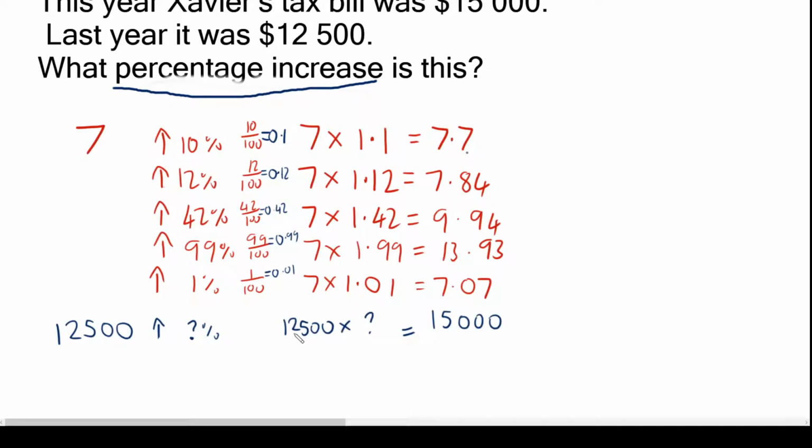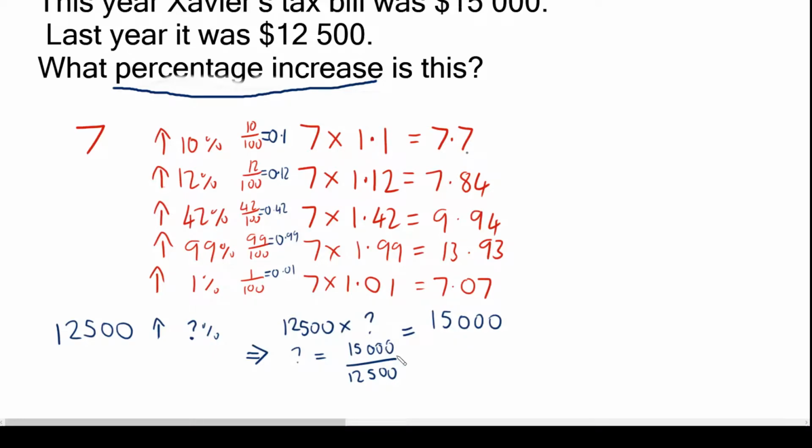15,000. Okay, so Xavier's tax bill was 15,000 this year. Last year it was 12,500. It increased by some percent. And I don't know what that is, but I can figure it out. And here's how I do it. What I would do is this. That question mark is going to be equal to 15,000 divided by 12,500.